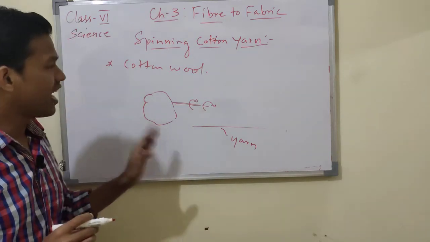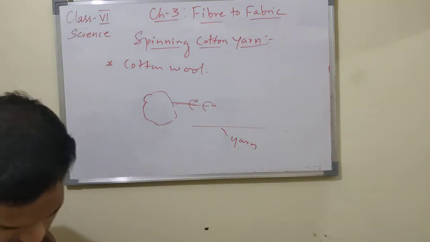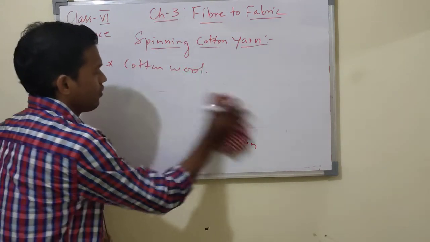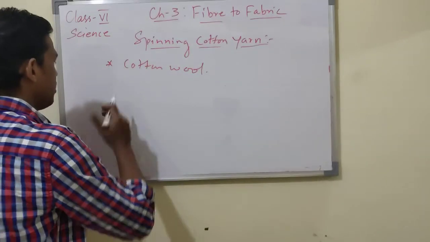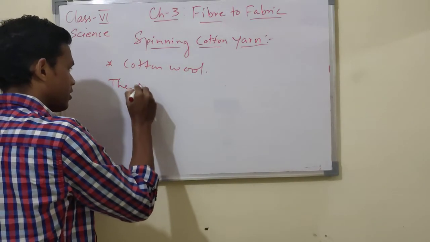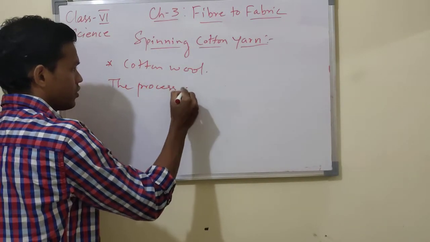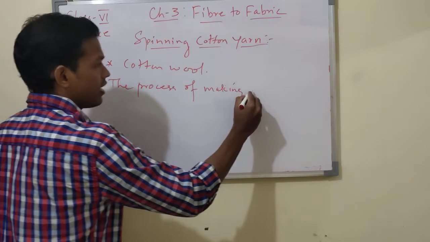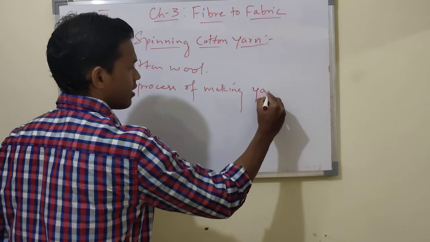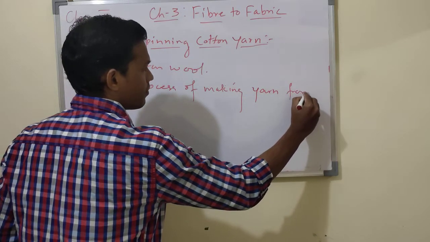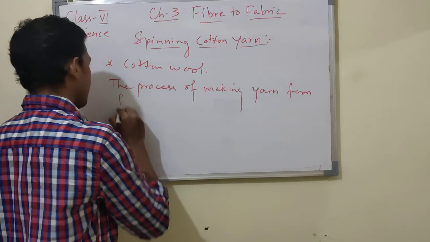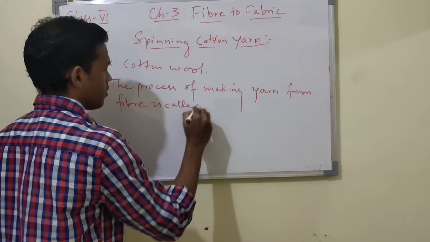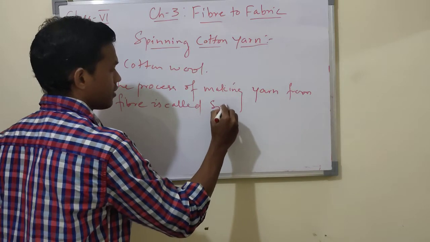The process of making yarn from fiber is called what? Spinning. What is the meaning of spinning here? Spinning cotton yarn: the process of making yarn from fiber is called spinning.